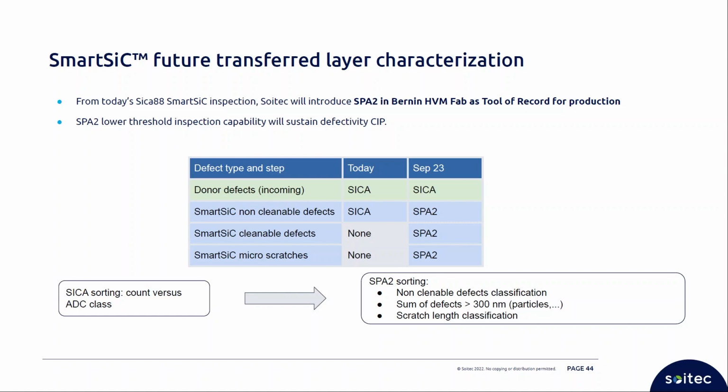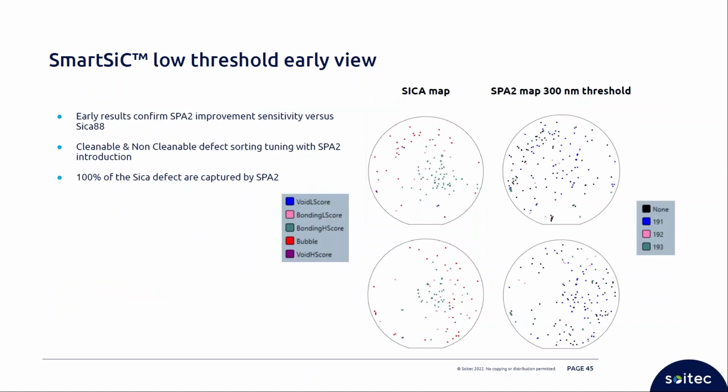In the coming months, we will have SPA2 where we will sort between non-tunable defect, tunable defect, and actual threshold on micro scratch. We have some first data. If you compare the SiC on the same measurements with the SPA2, we have more defects. So of course it helps us to continue the roadmap and to continue to improve the supply.